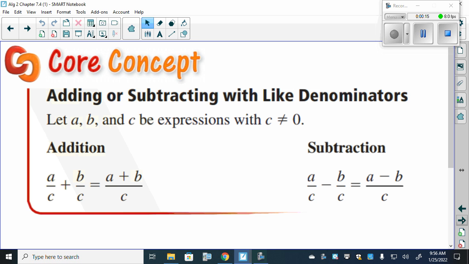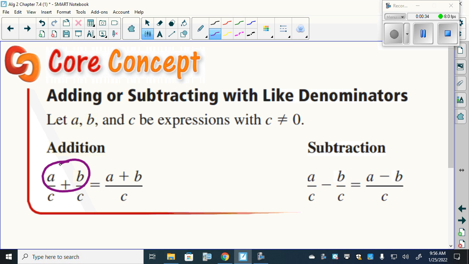Okay. What we're looking at today and starting today is addition and subtraction, adding and subtracting rational expressions. When we add or subtract rational expressions with like denominators, we just add or subtract the numerators. The denominators stay the same.